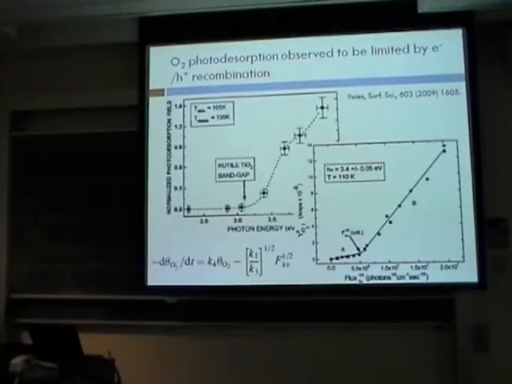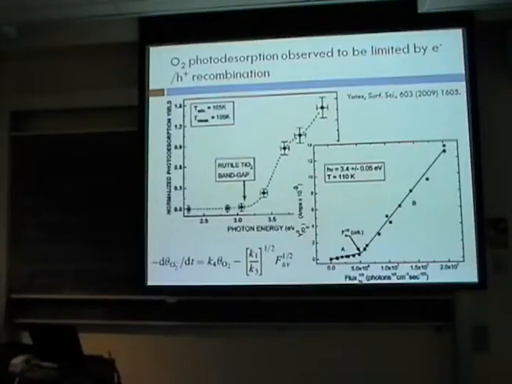Okay, and so what you see, not surprisingly, is that O2 doesn't really desorb. This is conducted at low temperature, but O2 doesn't really desorb until you get up to a photon energy that's above the titania band gap, and then it starts to take off, and then you get an increase.